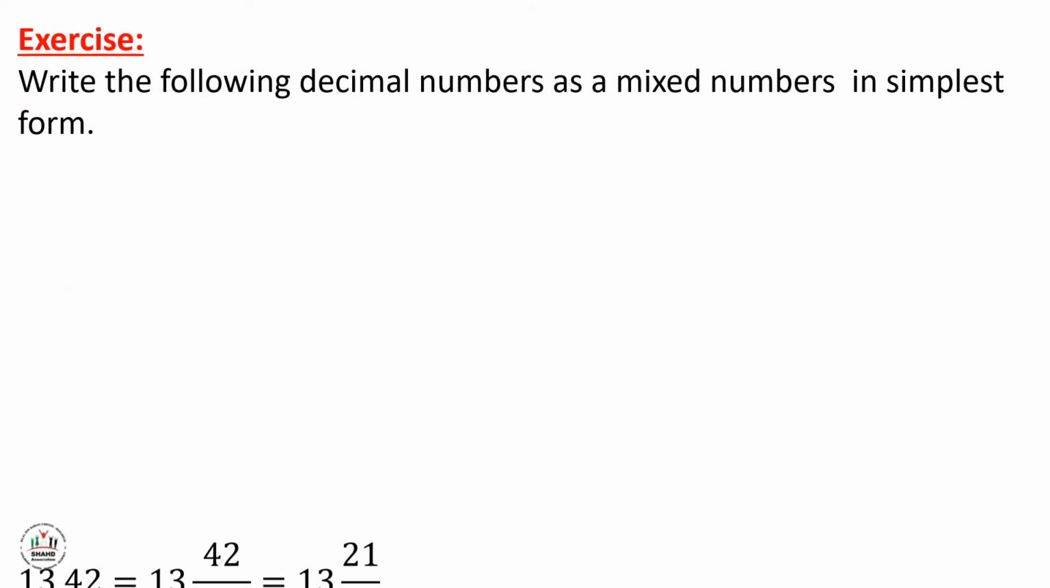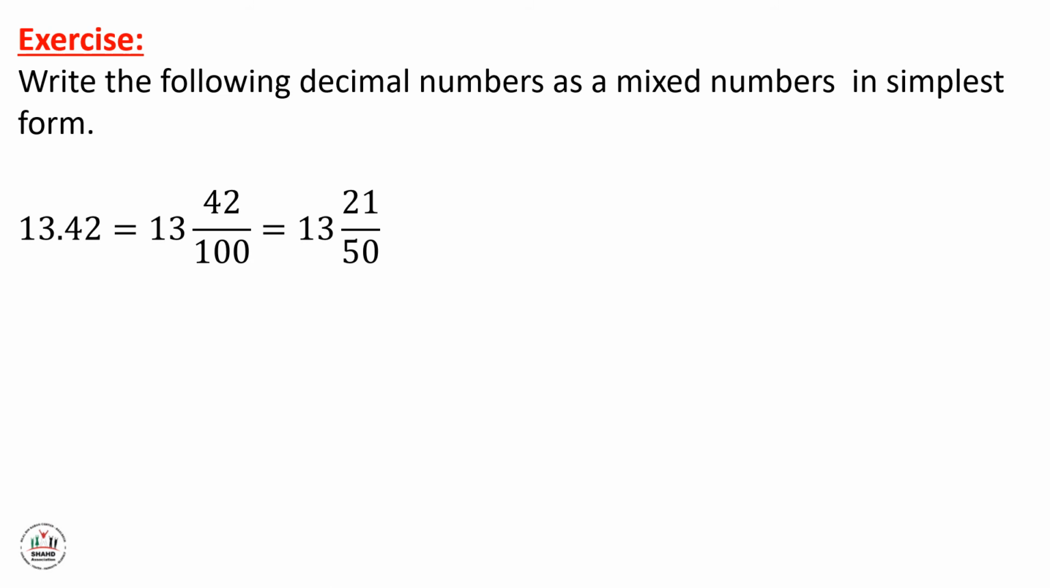Now let's solve this exercise. Write the following decimal numbers as mixed numbers in simplest form. So we need to simplify the fractional part if possible. 13.42. We write the natural or the whole part as it is, 13. Then we write 42 over 100 because the decimal part has two digits. Then we can simplify by dividing the numerator and the denominator each by 2. So 42 divided by 2 equals 21, and 100 divided by 2 equals 50.